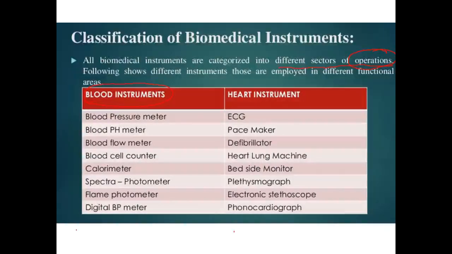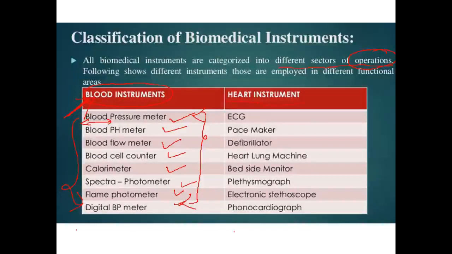About blood, some instruments which are being used that involve blood: blood pressure meter, blood pH meter, blood flow meter, blood cell counter, calorimeter. Okay, we will study these instruments later. So these are the instruments which are involved in doing some diagnosis, where the diagnosis involves the blood. These are all the major instruments that we are going to study in our biomedical subject.